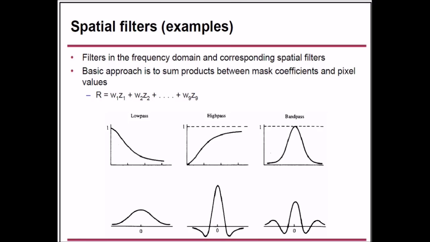Let us take the examples. This is the low pass, this is the high pass, and this is the band pass. So filters in the frequency domain and the corresponding spatial filters are like this. The basic approach is to sum the products between the mask coefficients and pixel values. We have learned that there is a mask. Take each pixel value, take each mask value and multiply them. If it is a 3 by 3 kernel, take 9 values; if it is a 5 by 5 kernel, take 25 values, add them and divide by the number, 9 or 25.